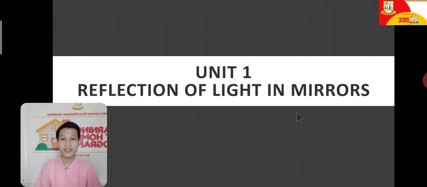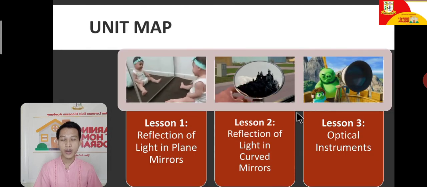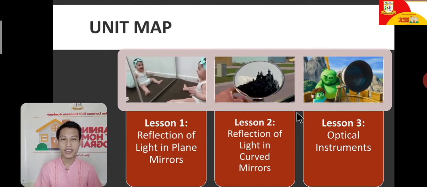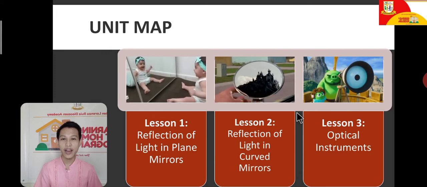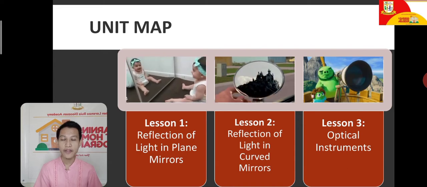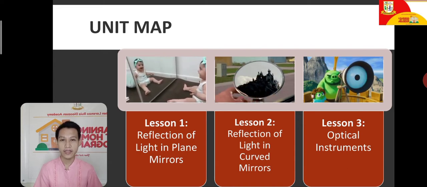We are now on the second quarter of Science 10, and for this week, our unit will be all about the reflection of light in mirrors. For this unit, we have 3 lessons. For lesson number 1, we have reflection of light in plane mirrors. For lesson number 2, we have reflection of light in curved mirrors. And for the last lesson in this unit, we have optical instruments.